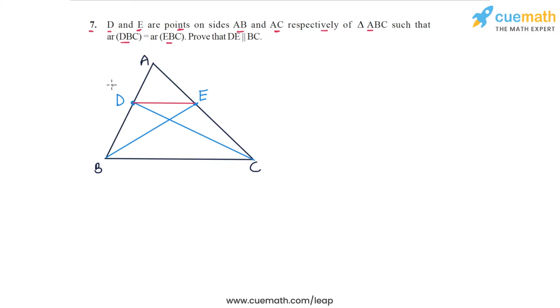ABC is a triangle, D and E are points on AB and AC such that area of DBC, so let's highlight DBC, it's this triangle DBC. The area of this triangle is equal to the area of EBC. So let's highlight EBC, this triangle. So these two triangles have equal areas.